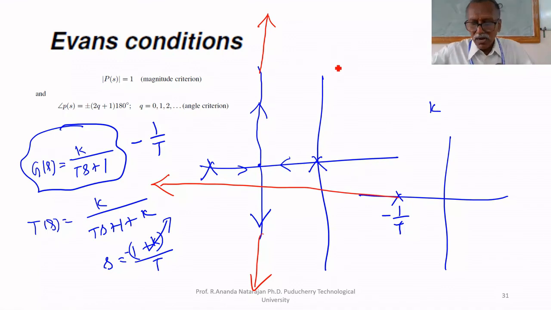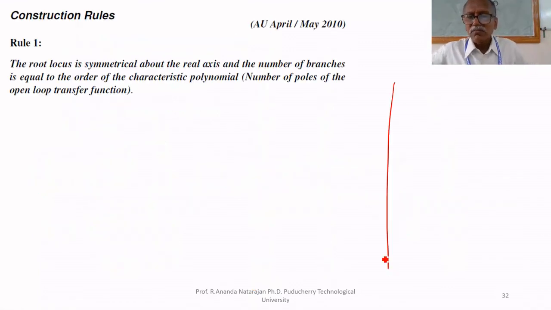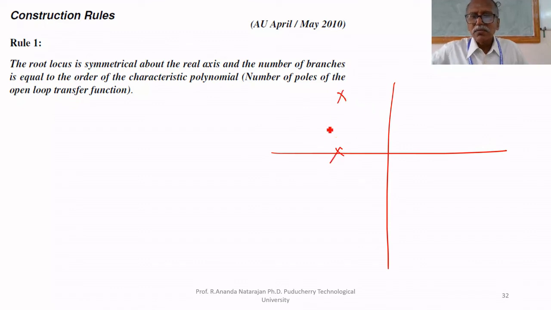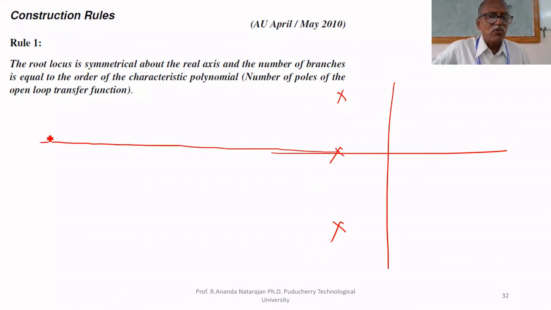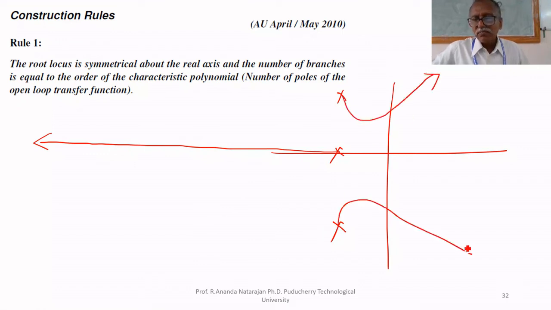But from third order onwards, suppose I am having a third order system. If you increase K, what will happen? This pole will move towards the left this way, this will move this way, and this will move this way. So at a particular value of K, it crosses the j omega axis, from third order onwards. This is the root locus for third order.